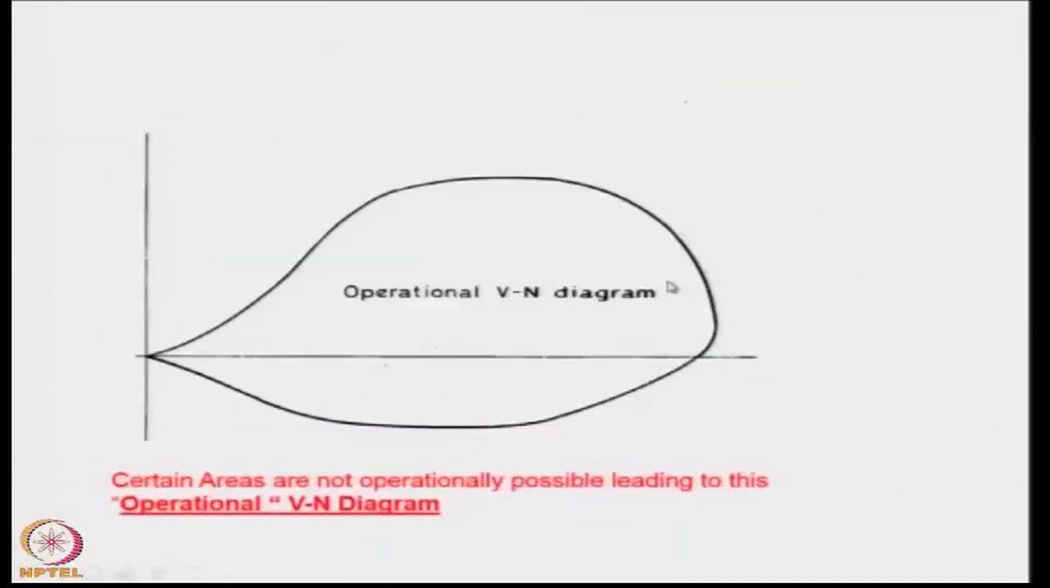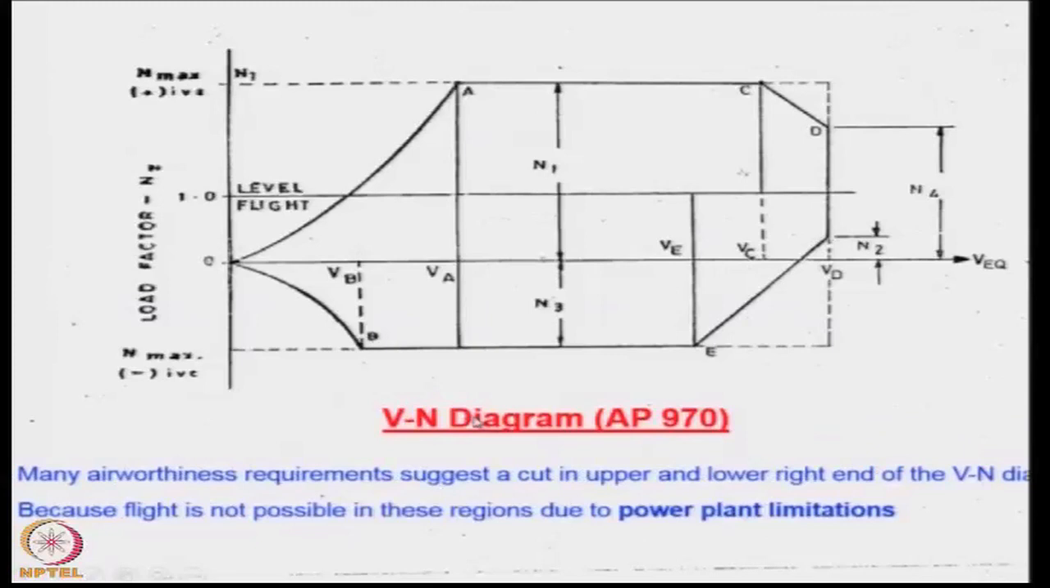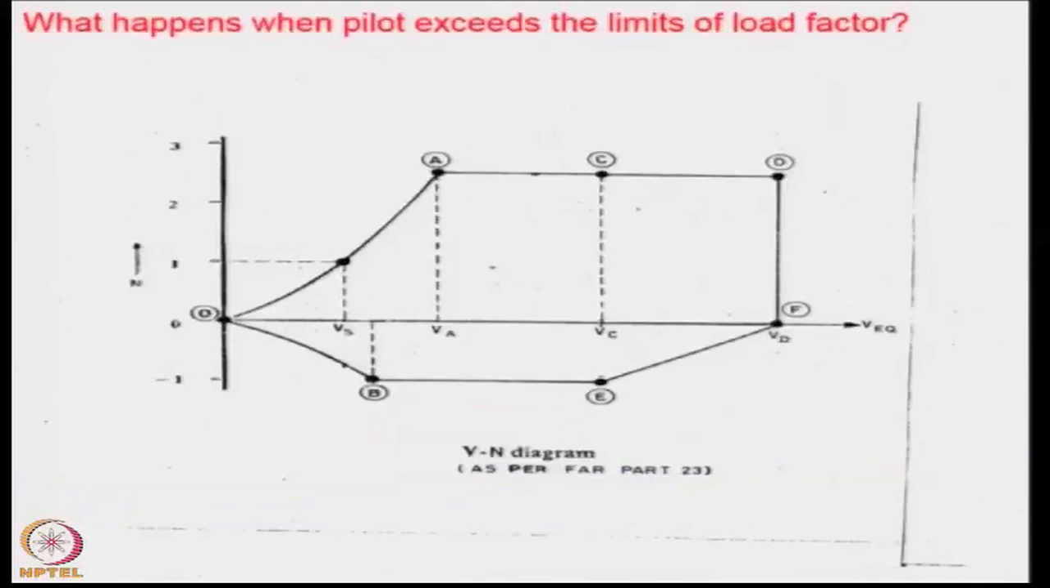Okay. So, now certain areas of the VN diagram are not operationally possible, leading to the operational VN diagram. This is the VN diagram as per Aviation Publication 970. So, notice that in some airworthiness regulations, you are provided cuts or concessional zones in the right top and the right bottom area of the VN diagram, because flight in these areas is not normally permitted because of the power plant limitations, as we will see very shortly.